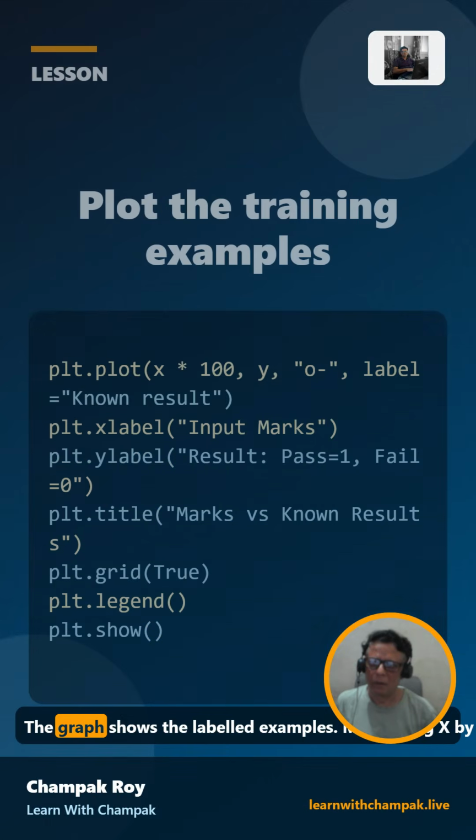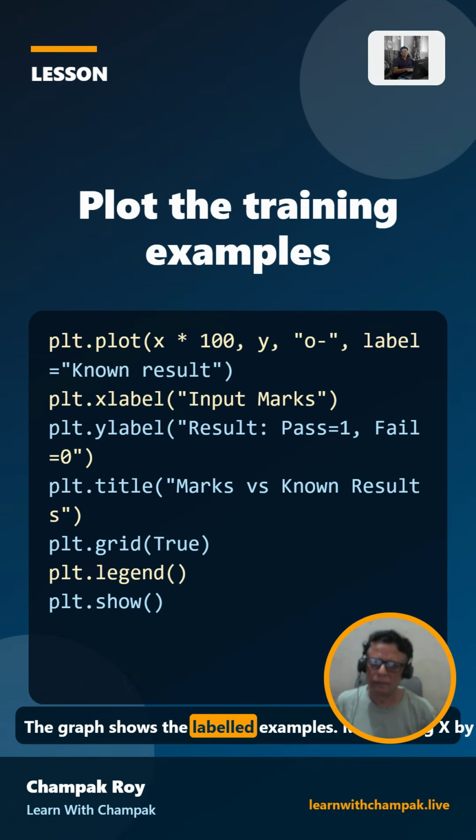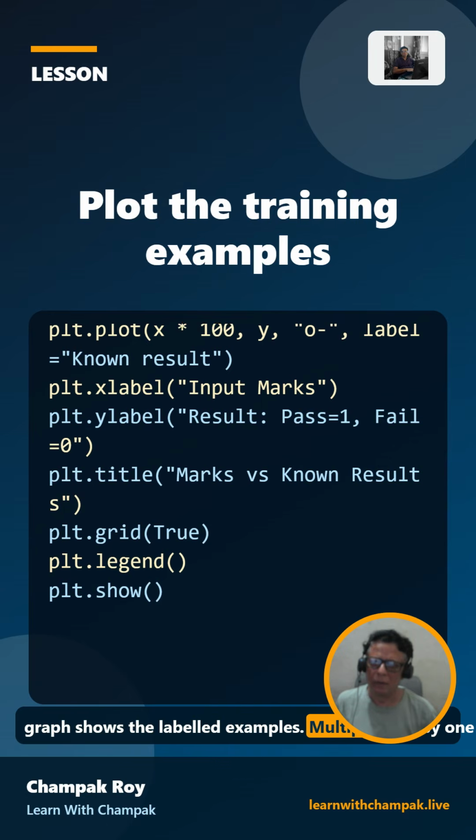The graph shows the labeled examples. Multiplying x by 100 restores the familiar marks scale on the horizontal axis. Notice the jump from fail to pass at 40.